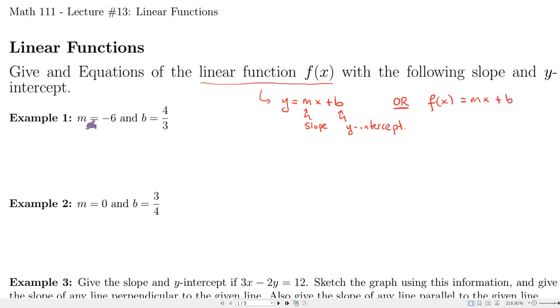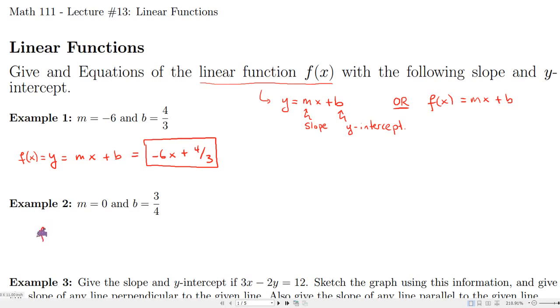Okay, so in these two problems, I'm giving you m and I'm giving you b. So I'm giving you the slope and the y-intercept. All we have to do here is just substitute these things in. So m is negative 6, so negative 6x plus 4/3. Now, I'm telling you that you should write this as f of x, so we could just write f of x is equal to this, which is equal to this, so that's good.